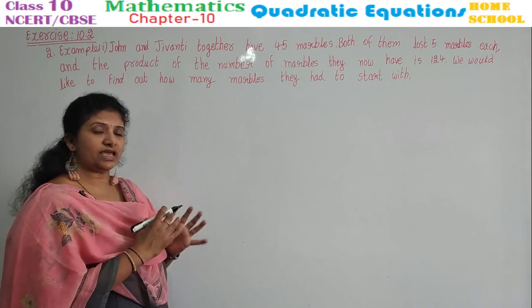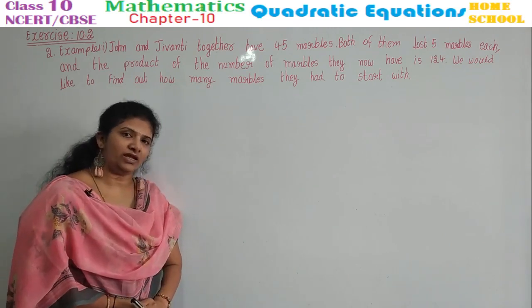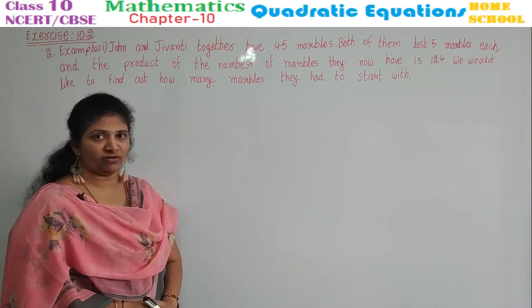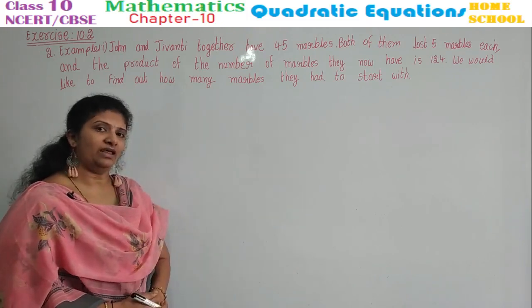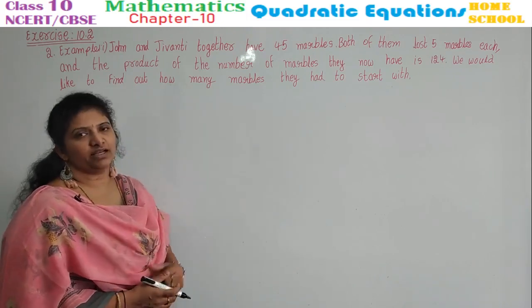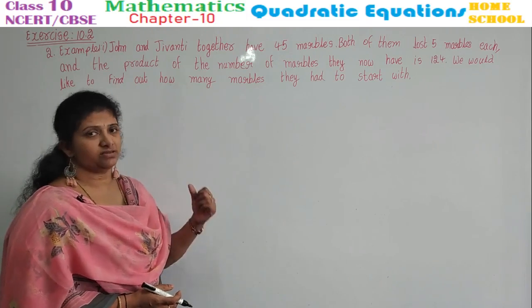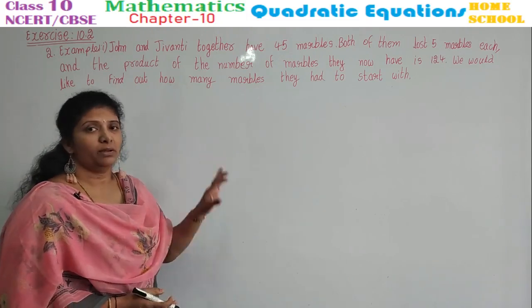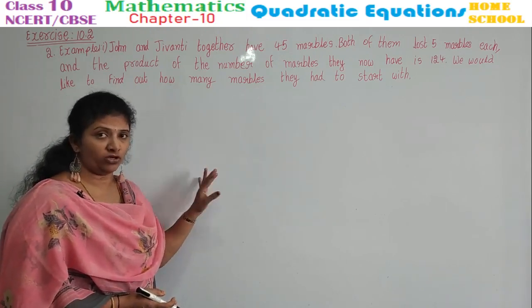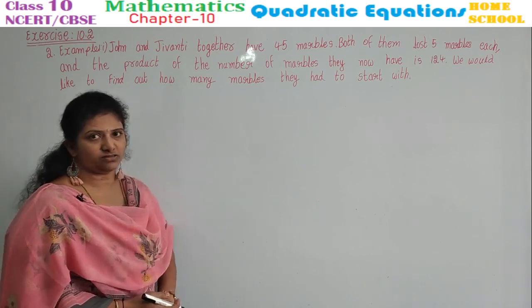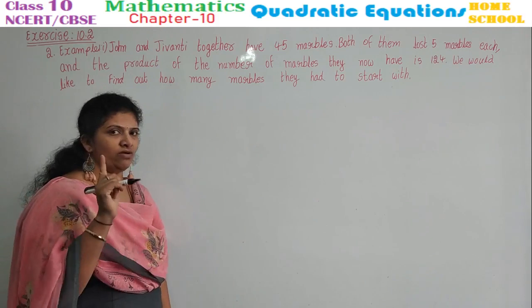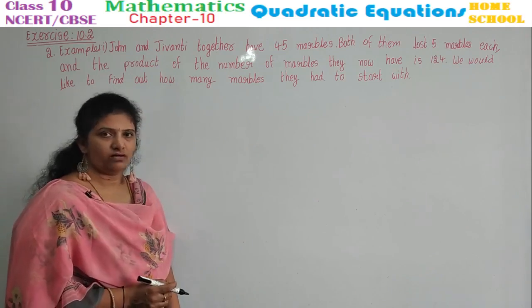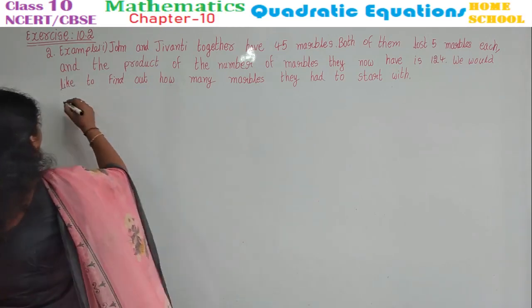Suppose the same problem in pair of linear equations, we have solved some type of verbal problems. Suppose the same problem if I carry there, I will take 2 variables. Let John have x marbles and Jeevan have y marbles. But this problem now I am going to consider in quadratic equation. Then how can I solve this? I need to use only 1 variable. Right? So, look here carefully.